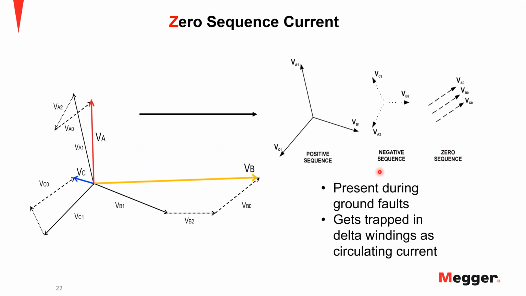So what are some of the properties of zero sequence currents? Those are obviously present during ground faults in the system. And another property is that these currents get trapped in delta winding as circulating current. So with these 2 properties, let's examine how it can create issues for the differential protection scheme.